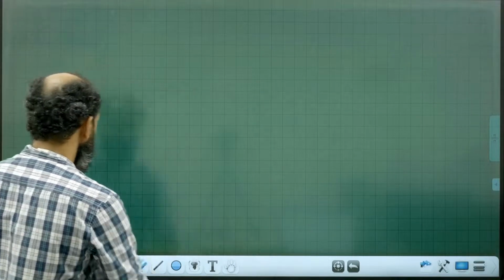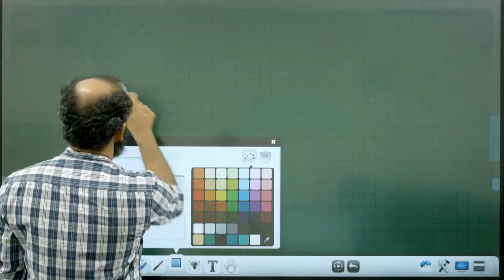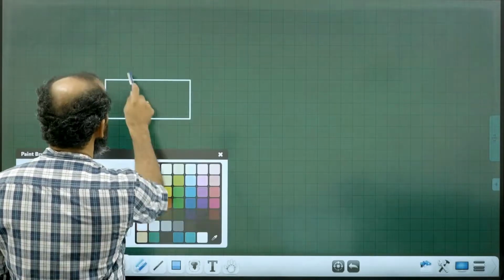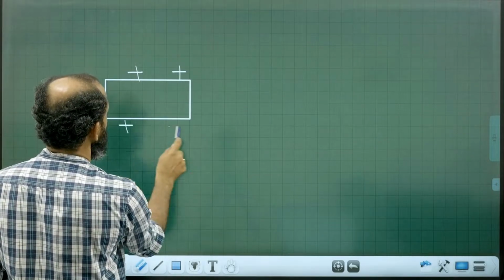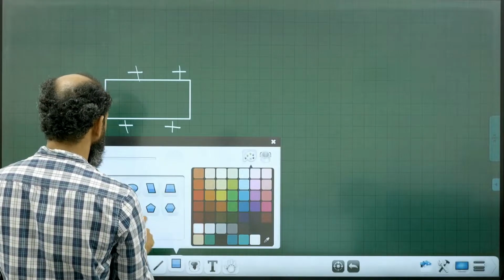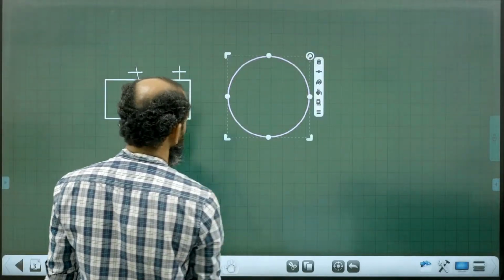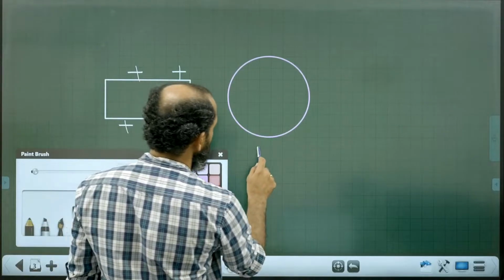Now, charging by electrostatic induction. Charging by electrostatic induction: when a charged body is placed near an uncharged conductor.